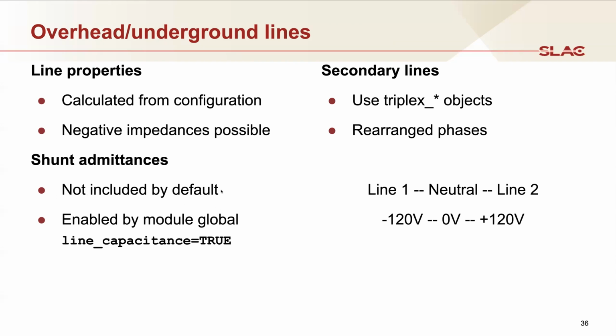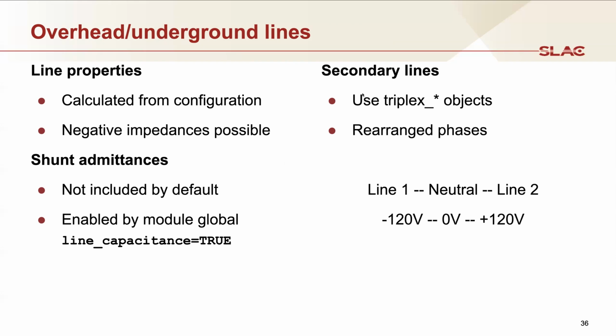Another thing to be aware of is that shunt admittances are not included by default. You can enable them for the entire PowerFlow module by just setting the global line capacitance equals true, and that takes care of including them. But just bear in mind that they're not there normally.